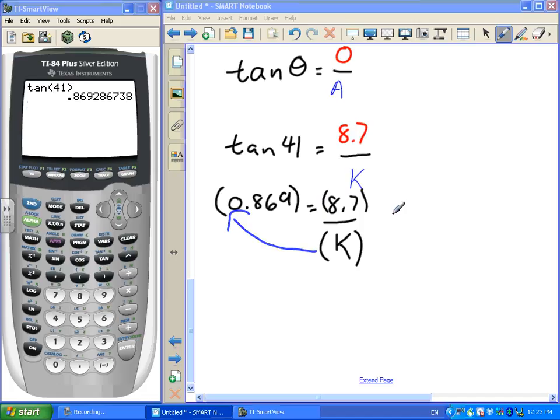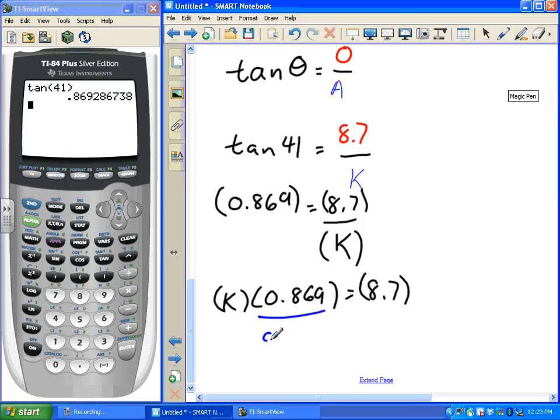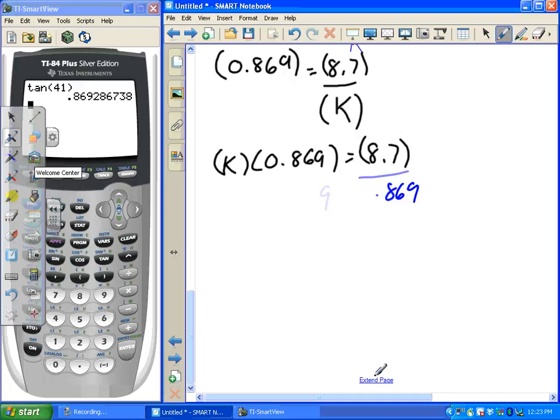When I move k, I have to use what operation? Multiplication. So when I bring k to the other side, it'll say k times 0.869 is equal to 8.7. Okay? Think of them as all in brackets. And remember, I'm trying to isolate for k. So now to isolate k, what do I need to do? I'm going to have to divide both sides by 0.869. So the next line is going to read like this: k equals 8.7 divided by 0.869.